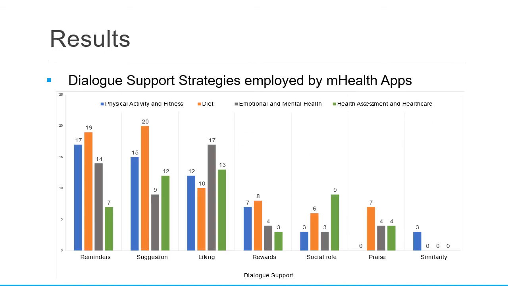This chart shows the dialogue support strategies employed by mHealth apps. Reminder, suggestion, and liking are mostly implemented in apps across the 4 domains in varying degrees. For instance, the reminder strategy is implemented by 17 out of 20 apps in the physical activity and fitness category, while 19 diet apps employ the strategy. Also, only 7 apps employed the strategy in the health assessment and healthcare category.